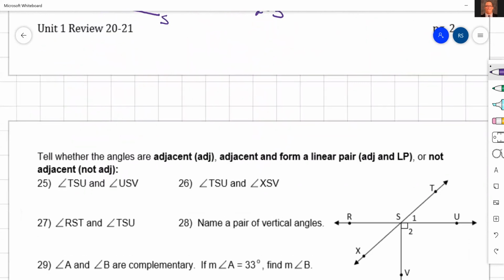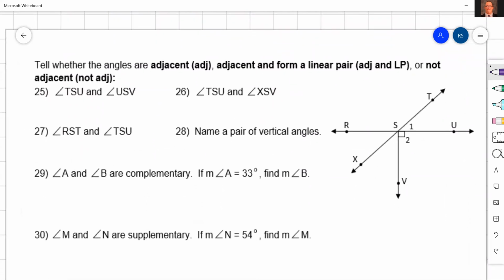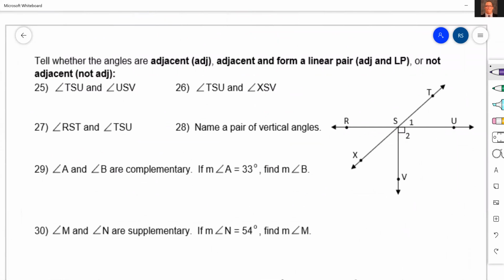Okay, now on to the next group. So on this group, we have to tell whether the angles are adjacent. Remember, adjacent means they touch. Adjacent and form a linear pair. Remember, that means they touch and form a line. Or not adjacent, so they don't even touch, other than the point in the middle. They're going to share the middle point, but other than that, their sides don't touch.